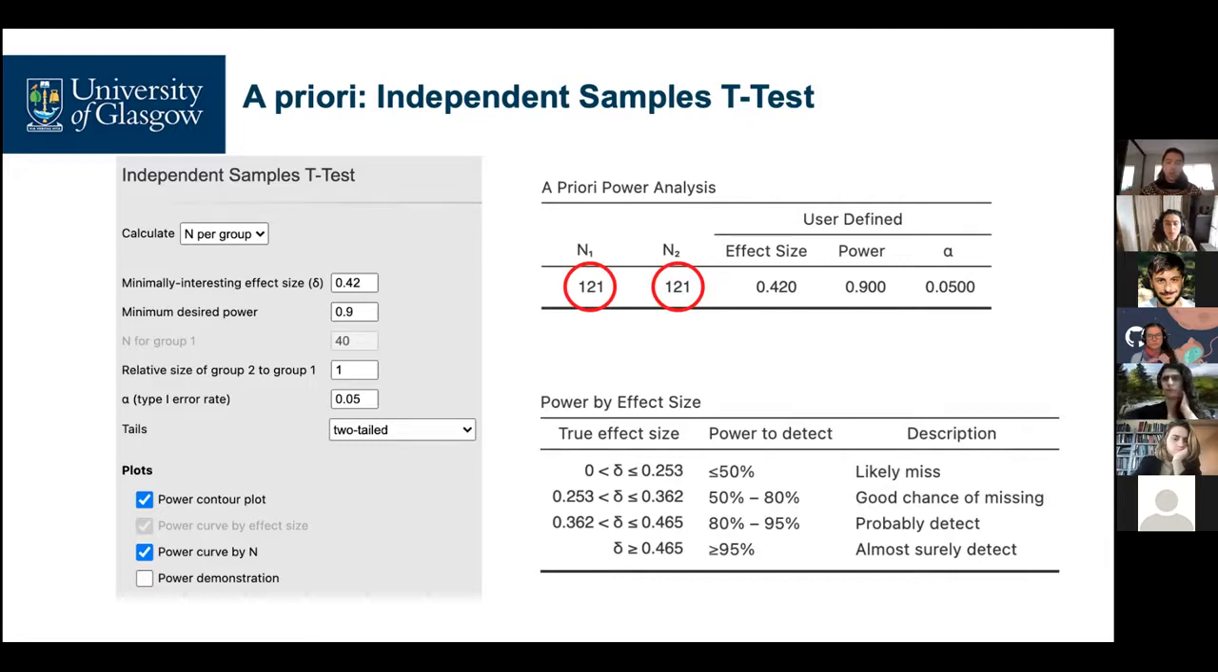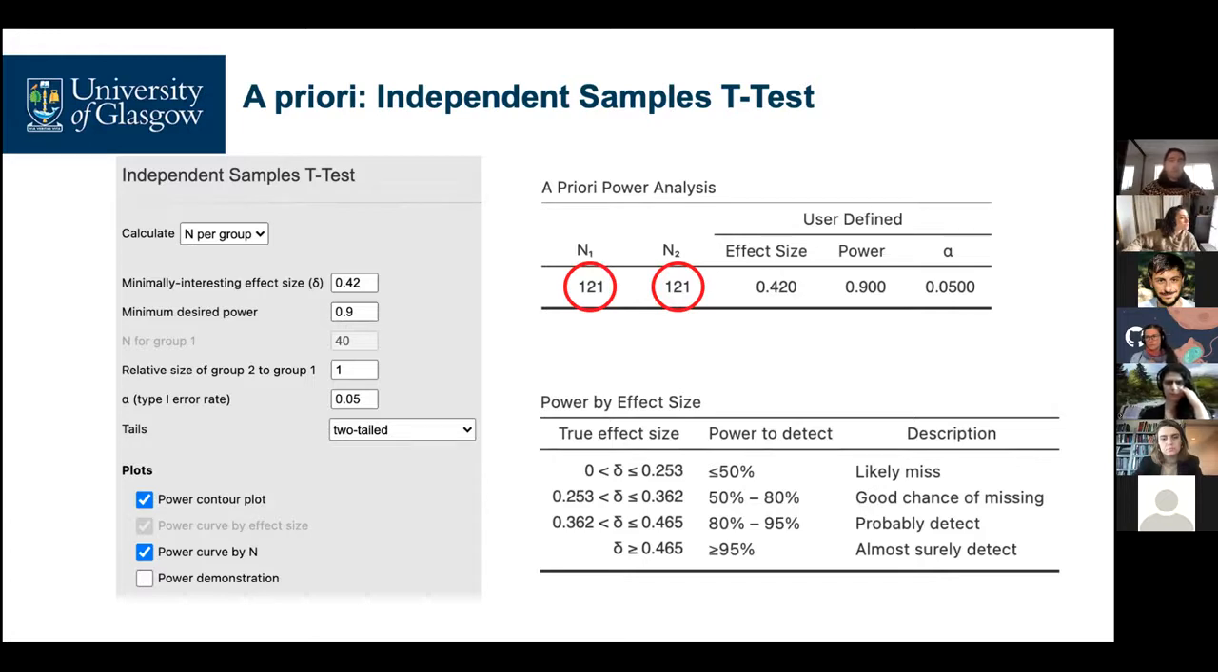So on the next slide, I'll show an example of a power contour. So power isn't a fixed figure. Power exists along a curve. So by saying that you want to power for effects of 0.42 with 90% power, you would have the power you're looking for, so sufficient power for 0.42. You can see that in the row that's like 80 to 95%. 0.42 is within that range, and we are probably going to detect that.